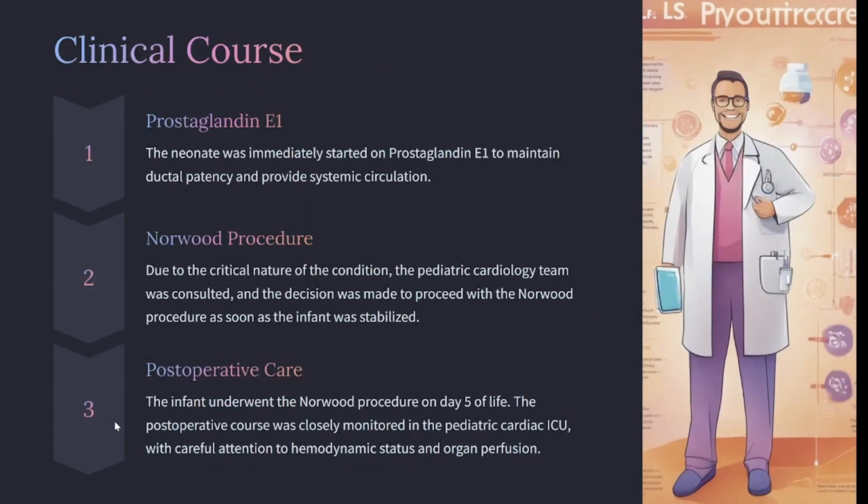Clinical course. The neonate was immediately started on prostaglandin E1 to maintain ductal patency and provide systemic circulation. Due to the critical nature of the condition, the pediatric cardiology team was consulted, and the decision was made to proceed with the Norwood procedure as soon as the infant was stabilized. The infant underwent the Norwood procedure on day 5 of life. The postoperative course was closely monitored in the pediatric cardiac ICU, with careful attention to hemodynamic status and organ perfusion.